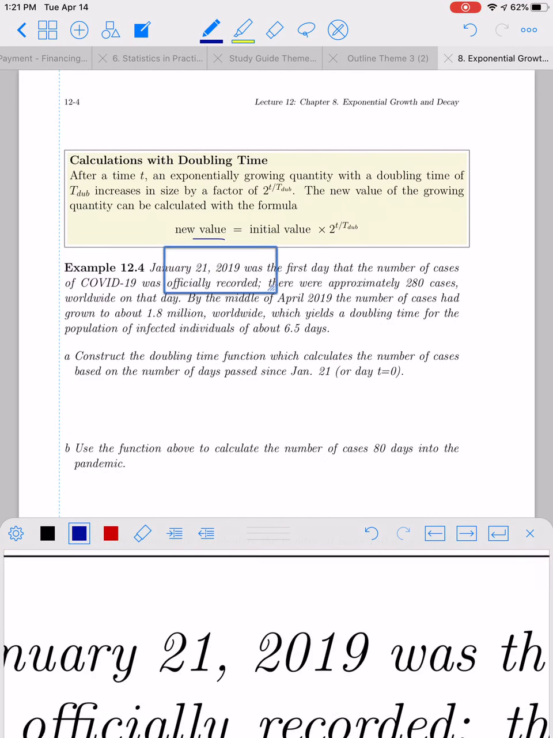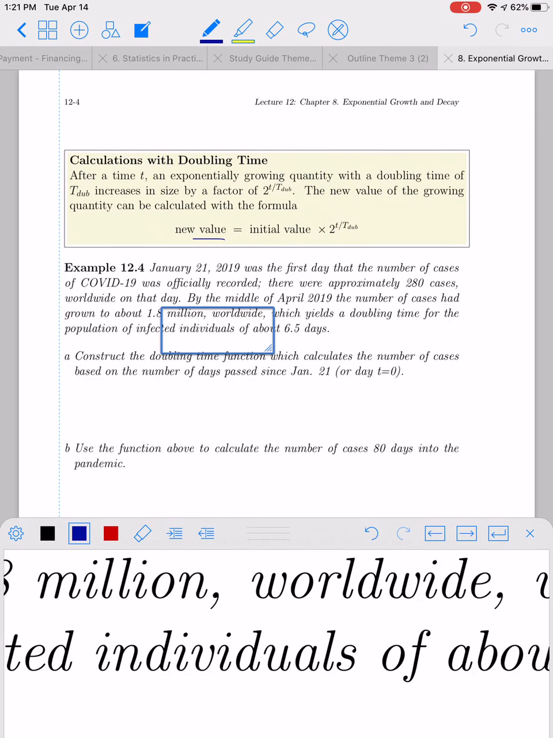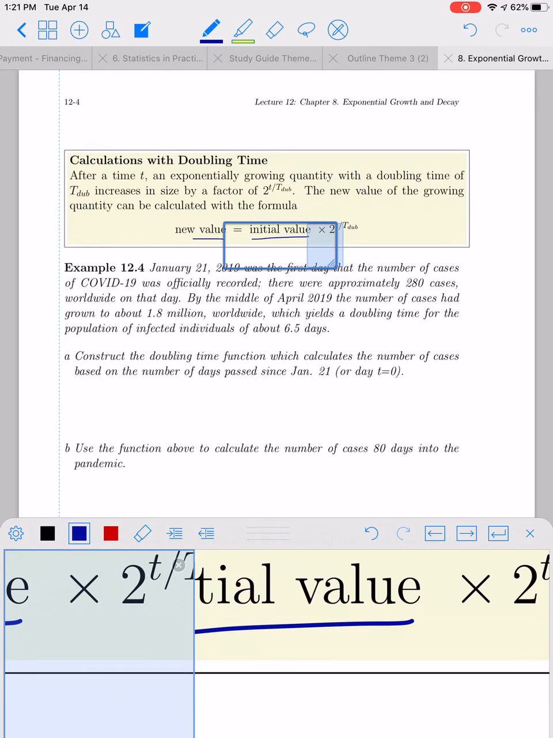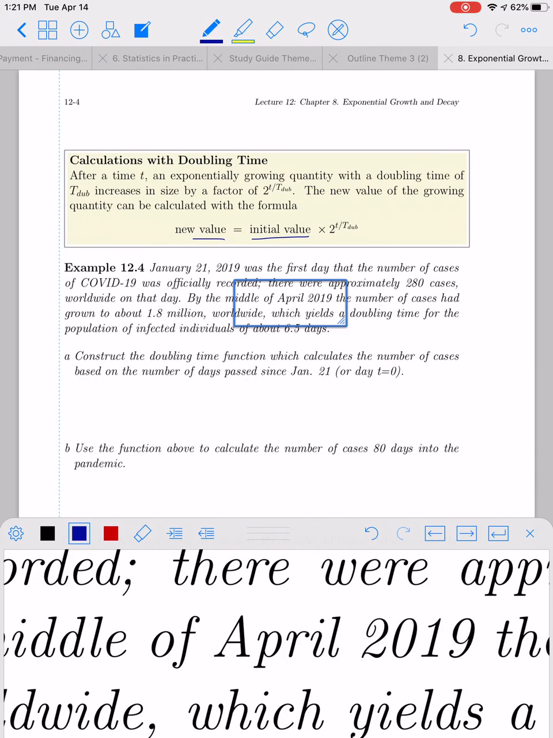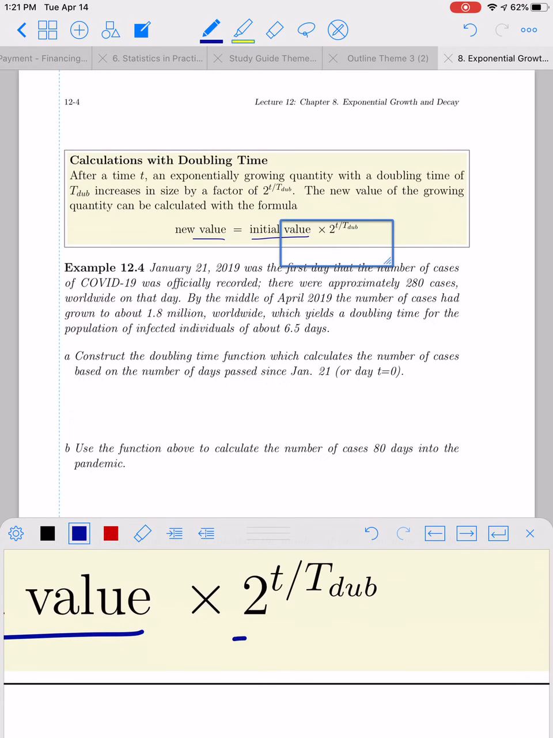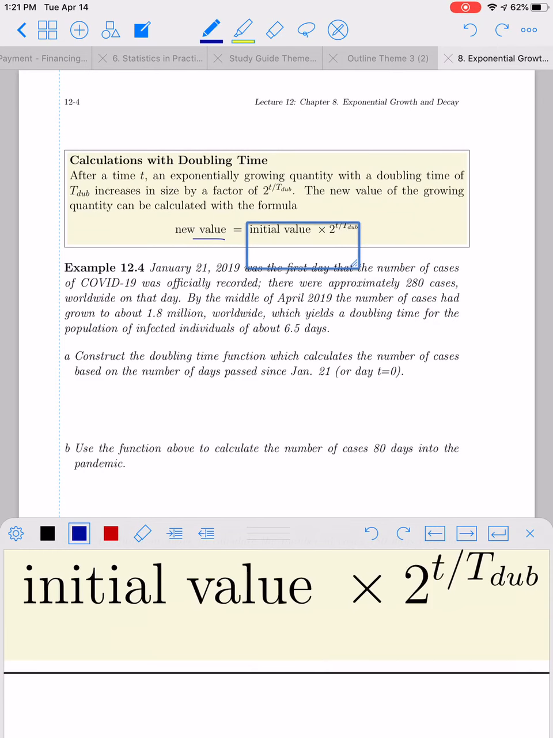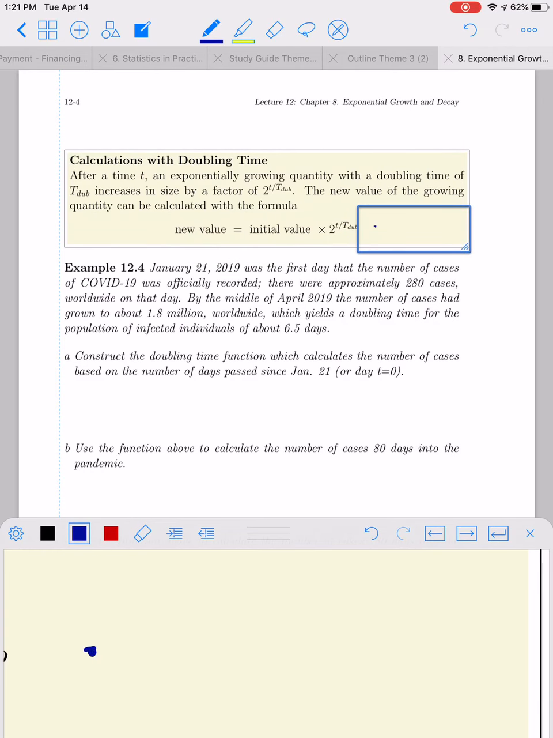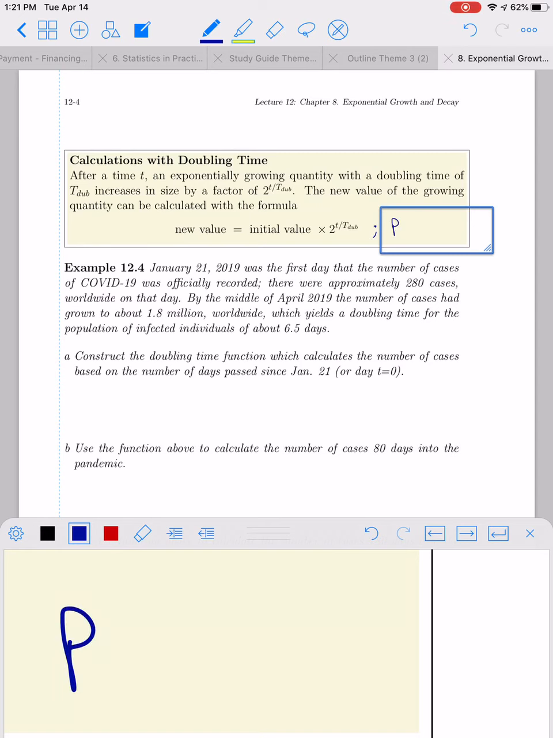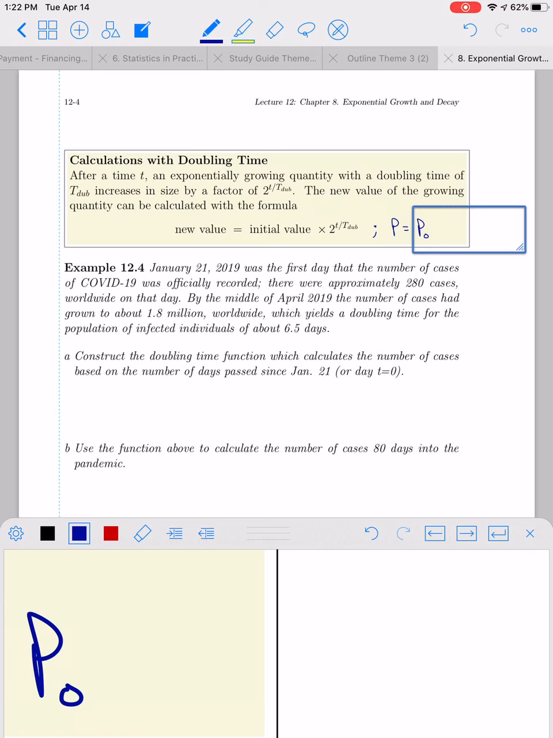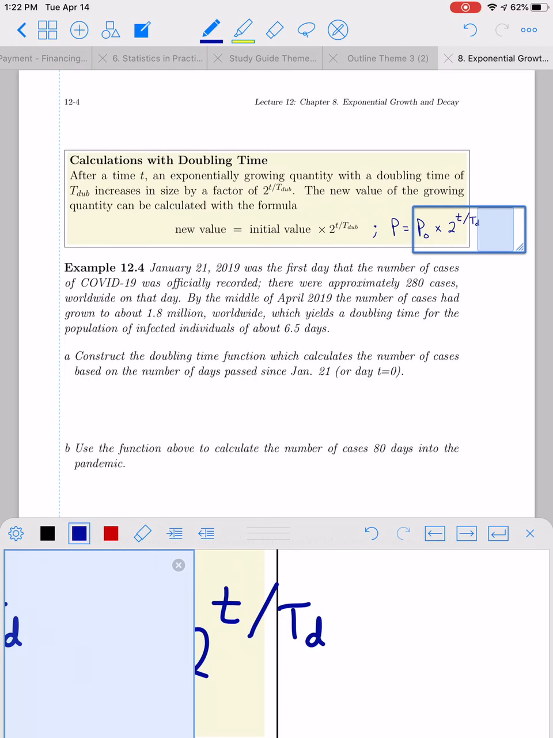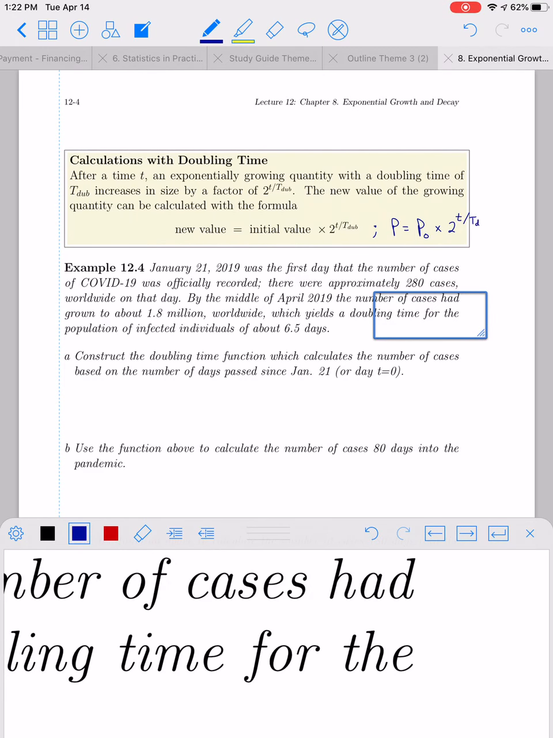Our new value, which could be a population of people, bacteria, animals, virus, is equal to the initial value or the initial population, or it could even be a monetary value as well, times 2 to the t over t double, or t dub, a doubling time. So another way to see this formula is P, population, that's what we might think about it, is equal to P naught, P sub 0, or the initial population, times 2 to the t over our doubling time, t_d. So I might write it that way in places.